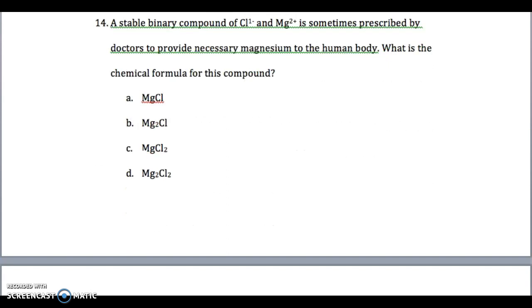Number 14. A stable binary compound of Cl1 negative and Mg2 positive is sometimes prescribed by doctors to provide necessary magnesium to the human body. What is the chemical formula for this compound? A. MgCl, B. Mg2Cl, C. MgCl2, or D. Mg2Cl2.